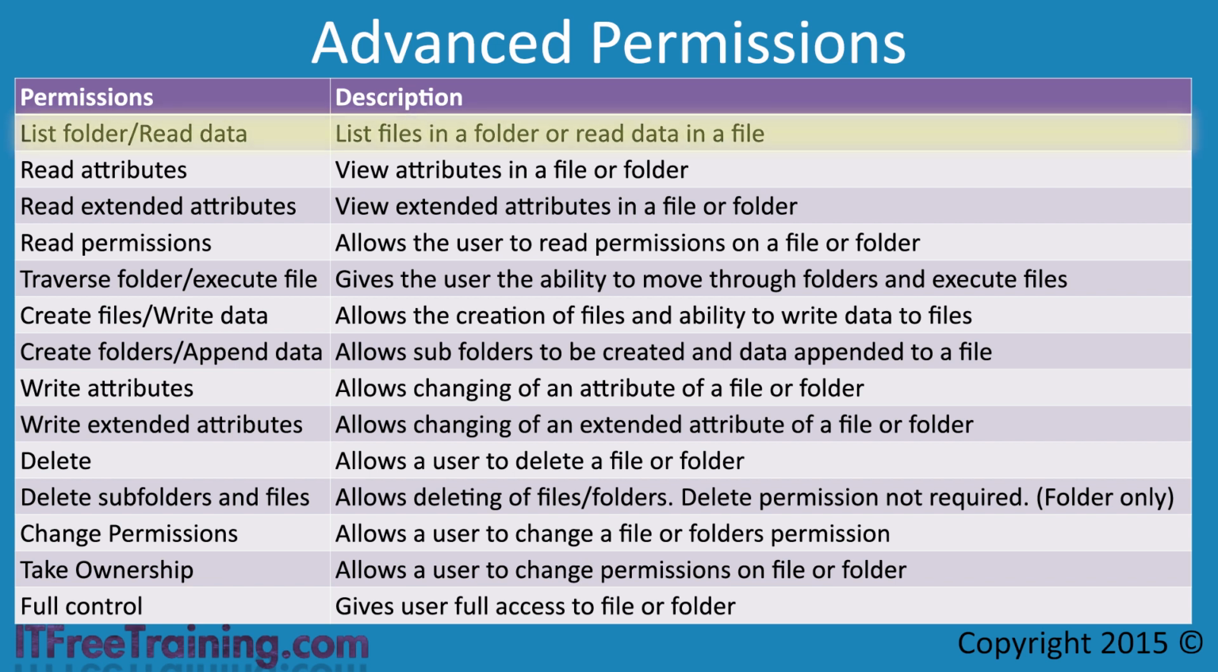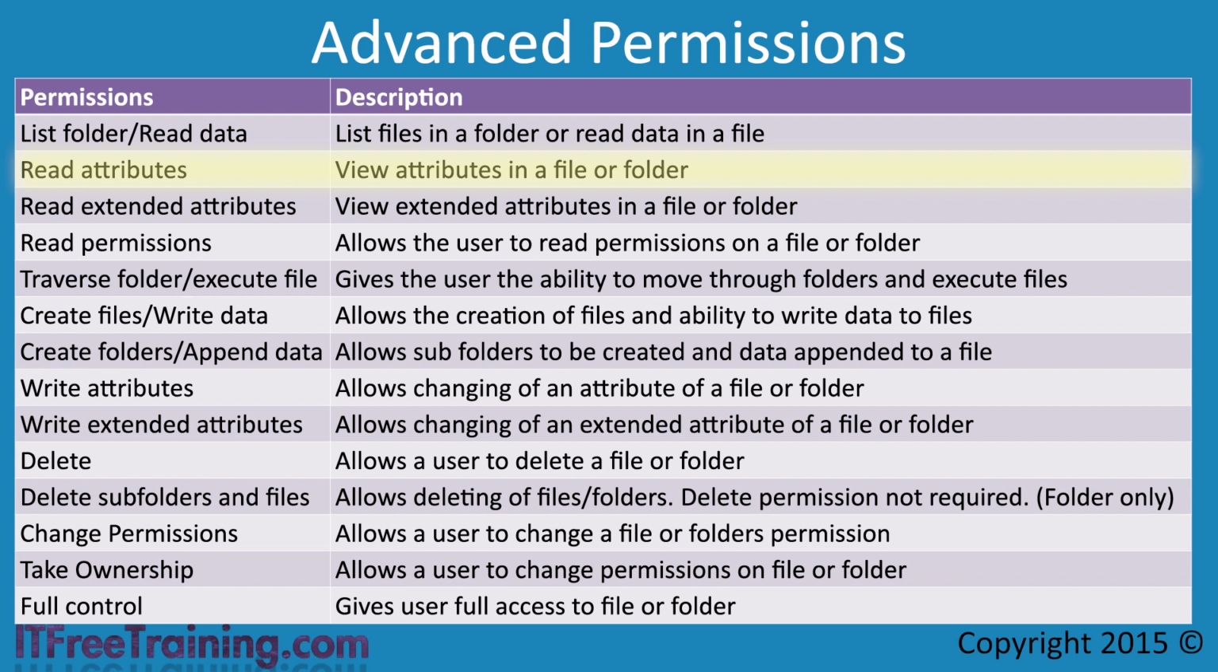The first permission is List Folder Read Data. If you assign this permission to a folder, this allows the user to see a listing of files and subfolders in that folder. If the permission is assigned to a file, it gives the user the ability to read the file. The next permission is Read Attributes.